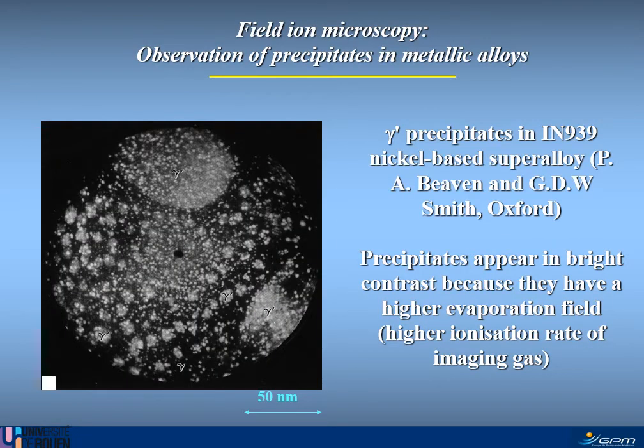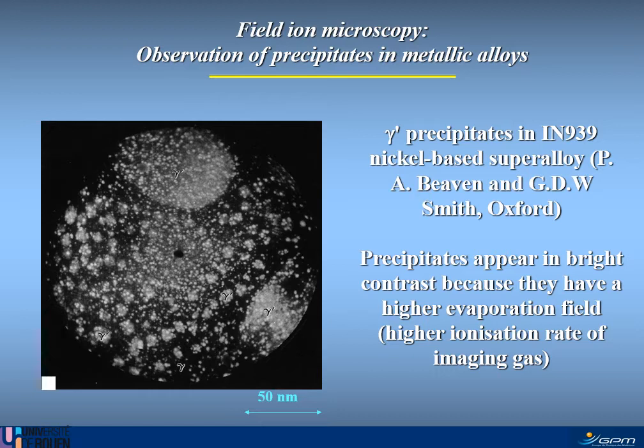Now coming back to field ion microscopy, I showed you previously that you had GP zones that were brightly imaged. Why are these precipitates brightly imaged? This is another example, a nickel-based superalloy in which you've got gamma prime precipitates, and these gamma prime precipitates are aluminum enriched. These precipitates appear bright. You've got large precipitates here, and also small ones here. This is an image coming from Oxford. This was the work of Bevan.